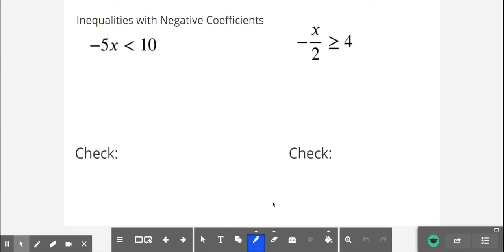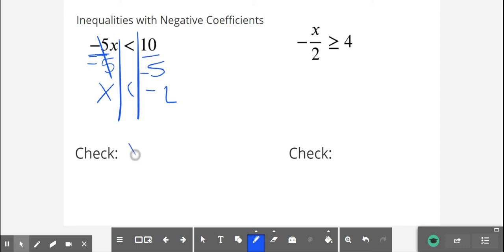We are going to talk about inequalities with negative coefficients. That means that the variable is multiplied by a negative. In this first example, we have negative 5 times x is less than 10. If we were to solve this like we normally would, we would divide both sides by negative 5. That would leave us with x is less than negative 2.